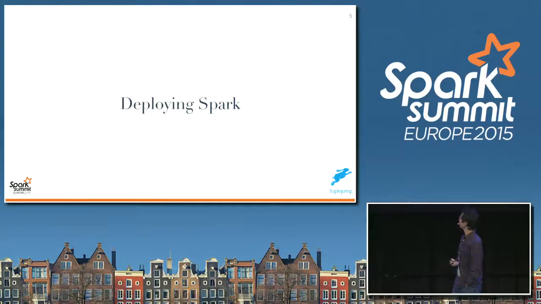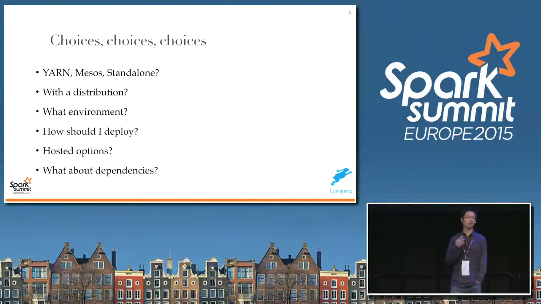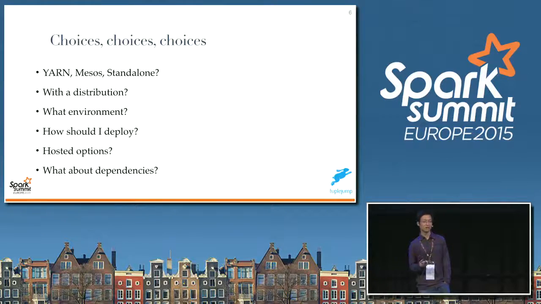So, deploying Spark. There are so many choices in the Spark world. There is Yarn, Mesos, Standalone. You can deploy it with a distribution. There are different environments: in your data center, in your cloud. There's a lot of things to think about. What are your choices in terms of deploying? I understand a lot of you are probably using it in production already, but there's probably a lot more folks here that are considering how to deploy Spark. So hopefully this will be useful to a lot of you. We have a lot of ground to cover, but we'll try to cover all of it.